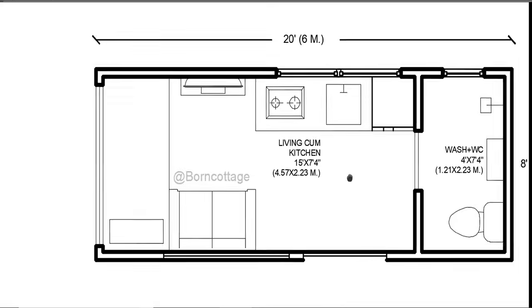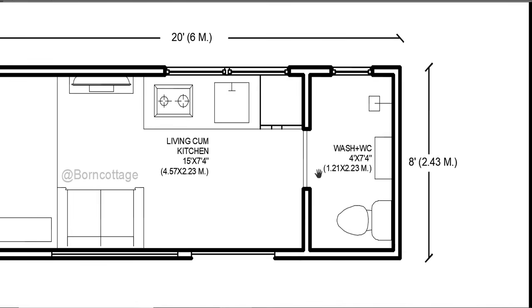If we go on the right side, we have a common use washroom plus water closet here. You can see here the wash basin, water closet and the shower area, and we have a ventilator for ventilation of this washroom. So this is the floor plan of the house you are watching on the screen.